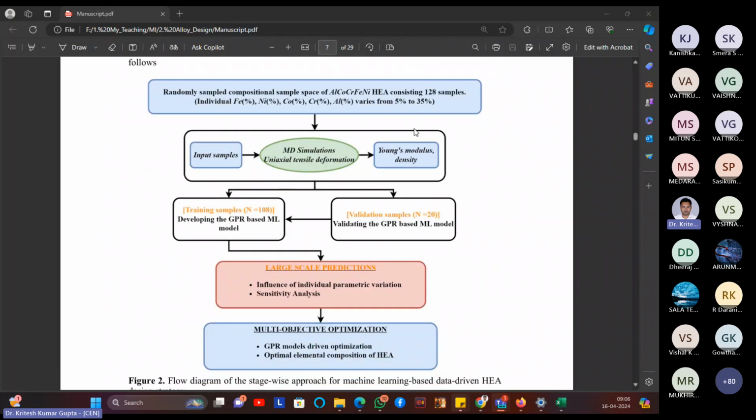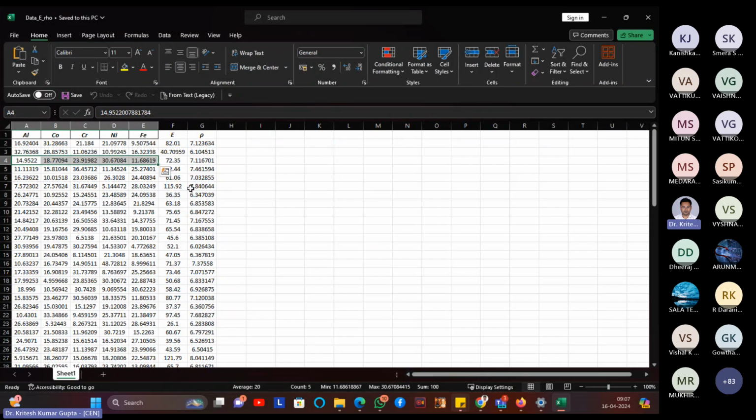Okay, so let's look at the flow diagram of what I have done here. The first thing is that I randomly sampled the compositional space for this high entropy alloy and constructed 128 samples. In these 128 samples, individual element variation is between 5 and 35%, and the summation of all the concentrations sums up to 100. That was the constraint I utilized while generating random samples. Next, I conducted molecular dynamics simulations for uniaxial tensile deformation, and gathered the responses corresponding to each sample, as you can see over here.